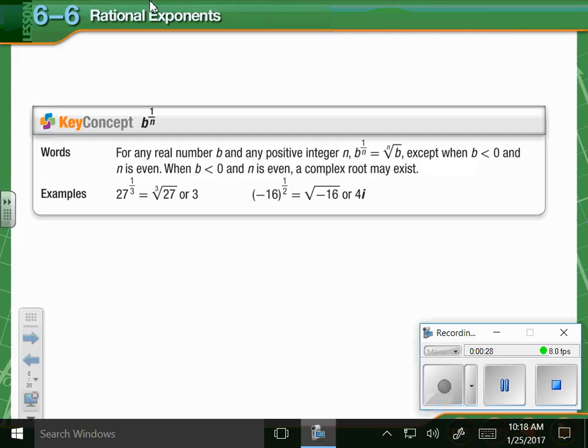If you wanted to write the cube root of 27, that would be equivalent to saying 27 to the 1/3 power. Same thing with square root would be to the 1/2 power. So the denominator of the fraction in the exponent is the root. The numerator ends up being the power on the number inside that radicand.